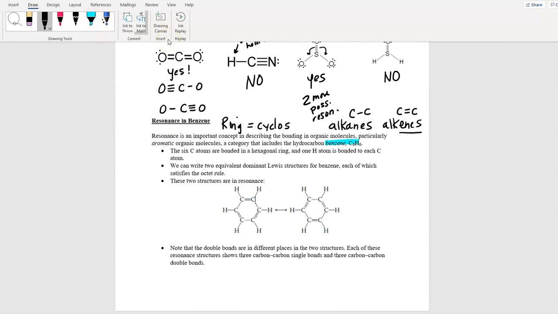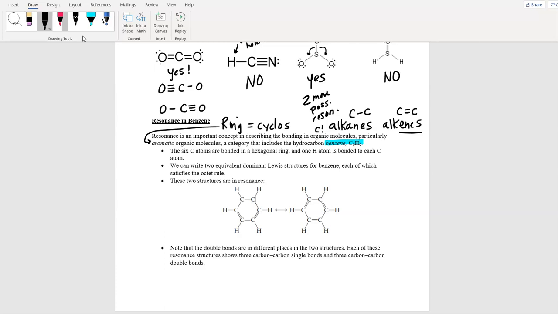Benzene has been known to pop up, not a lot, but he's been known to be drawn somewhere on the AP test. Resonance structure is an important concept in describing organic molecules. Organic is any molecule where carbon is the star of the show. Aromatic organic compounds are these ring structures, cyclos.